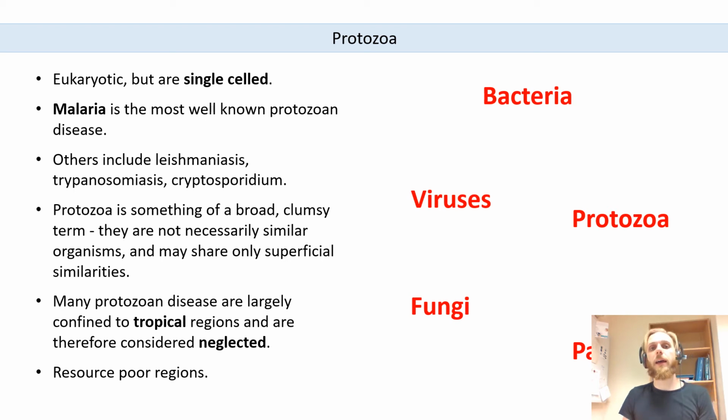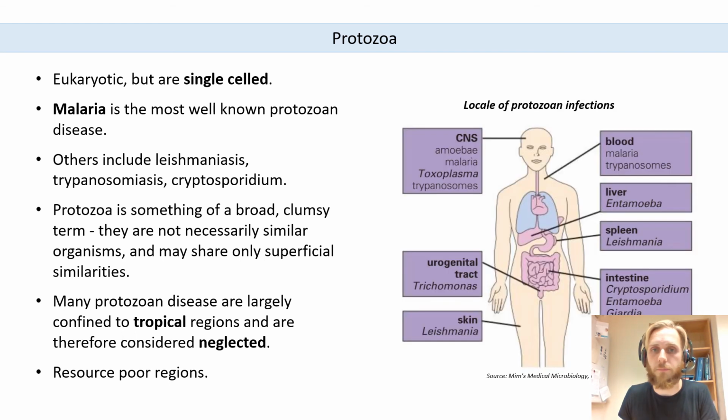Again, the key takeaway there is what they have in common, which is they are eukaryotes and they are single-celled. Some more examples here, and again I'm just emphasizing the diversity in terms of the regions of the body where protozoan infections can be experienced. So we are going to go into detail about each of these protozoa and look specifically at how they cause disease.